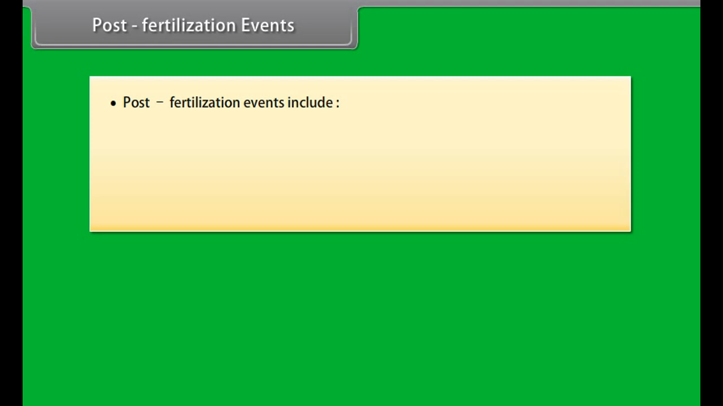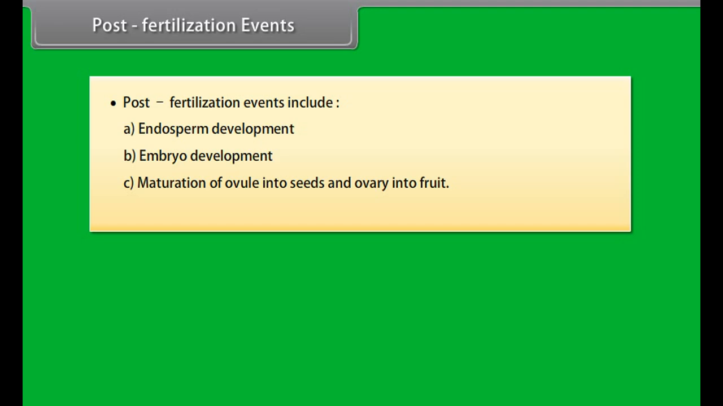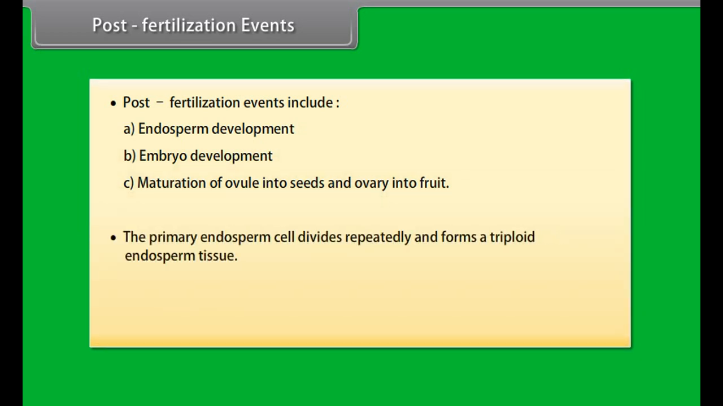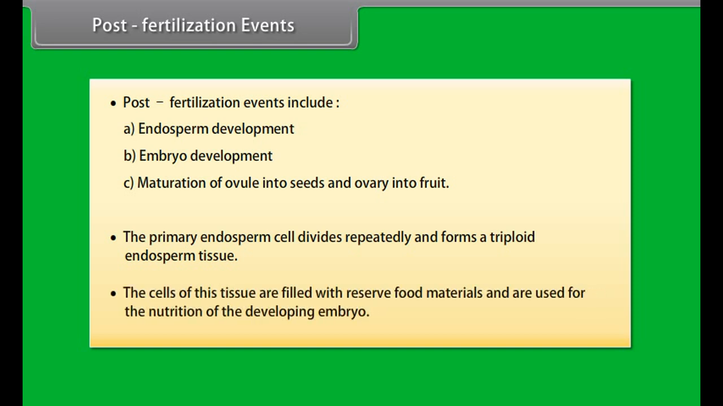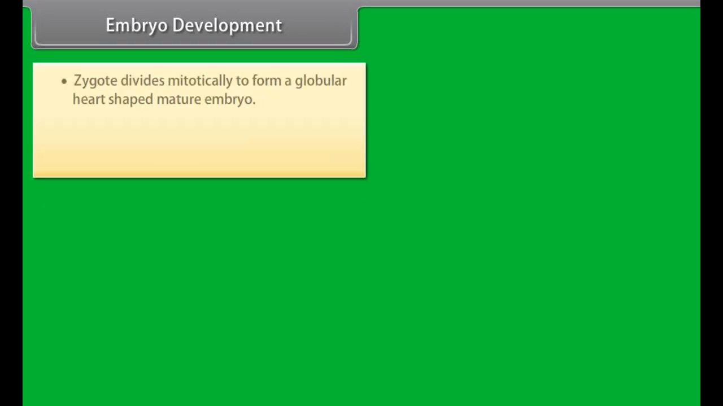Post-fertilization events. Post-fertilization events include A. Endosperm development, B. Embryo development, C. Maturation of ovule into seeds and ovary into fruit. The primary endosperm cell divides repeatedly and forms a triploid endosperm tissue. The cells of this tissue are filled with reserve food materials and are used for the nutrition of the developing embryo. Embryo development: zygote divides mitotically to form a globular, heart-shaped, mature embryo.